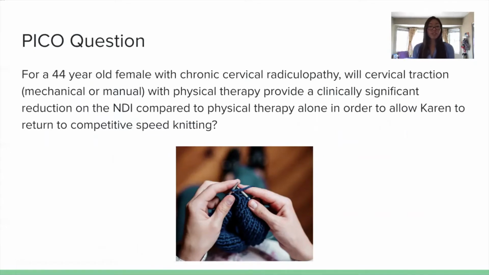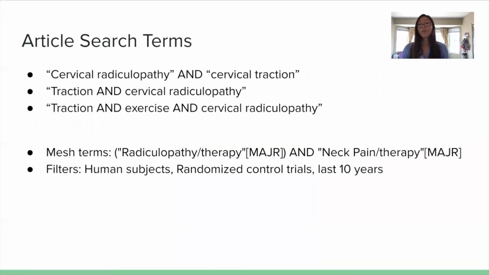For a 40-year-old female with chronic cervical radiculopathy, will cervical traction, mechanical or manual, with physical therapy provide a clinically significant reduction on the neck disability index compared to cervical physical therapy alone in order to allow Karen to return to competitive speed knitting? With that PICOS question in line, we scoured the PubMed search engine using these article search terms in order to find the best suited articles to help our patient. So let's get started.